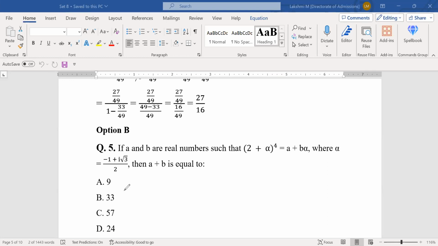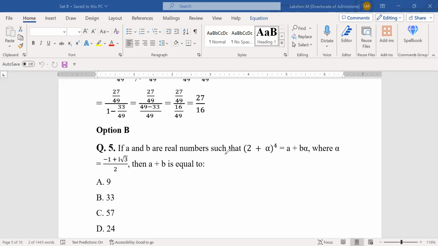That's Manisha. So the options are 9, 33, 57, and 24. If A and B are real numbers such that... I want all of you to just quickly write down the essential details of this question. I always advise you to do that whenever you're solving. And always write down the question in such a way that you will be able to understand it whenever you revisit. That's why I'm always asking you to keep that book specifically for this purpose.